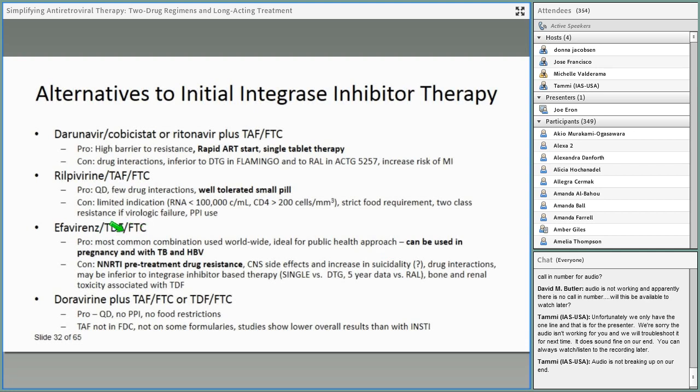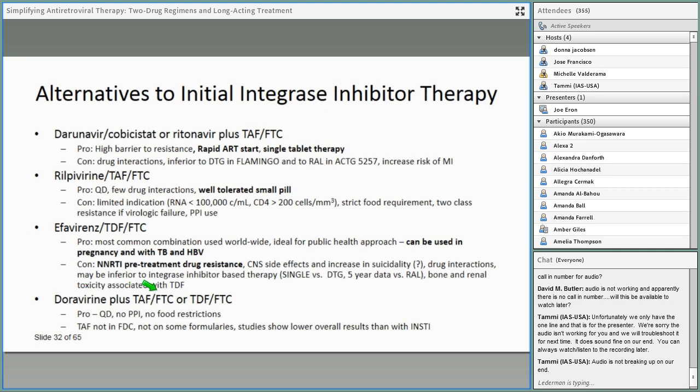We know for sure that efavirenz TDF-FTC has less impact on weight gain, and actually is one of our safest drugs in pregnancy, which, for those of us who have been doing this for a long time, is almost funny to say, and can be used with TB and with hepatitis B, but still not a recommended first-line therapy for most patients.